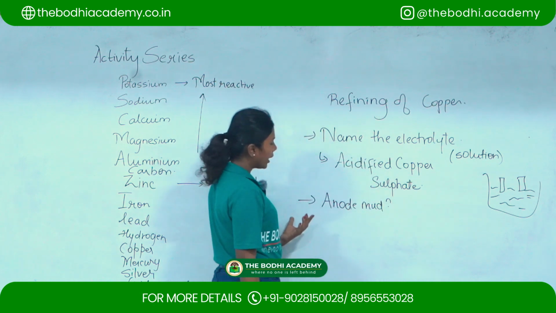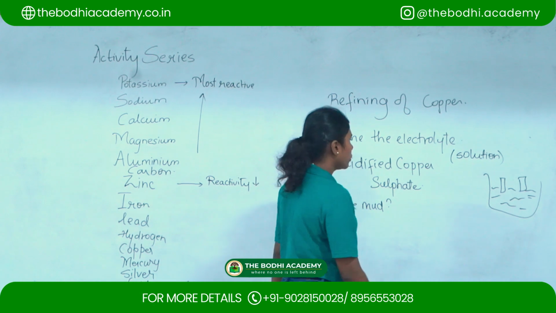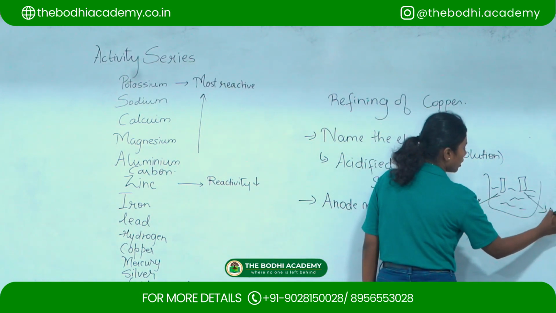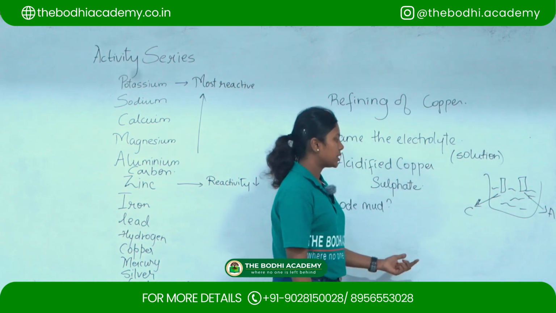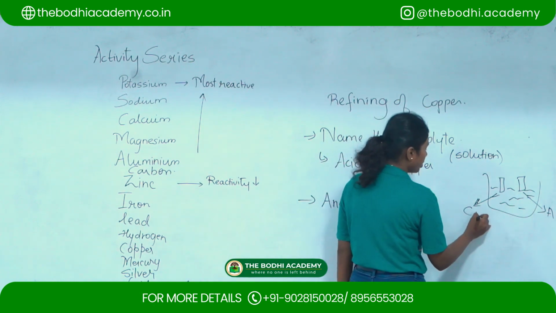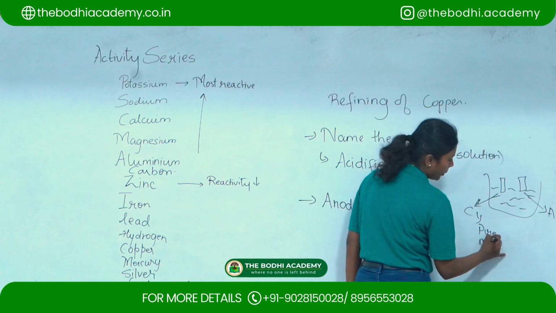Okay, now anode mud is what we know. We have a cathode and an anode in this case. Say this is a cathode, this is an anode. Now the cathode is usually considered as the pure metal. So a strip of pure metal it is.